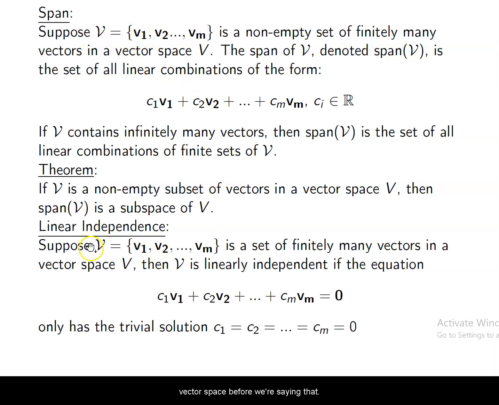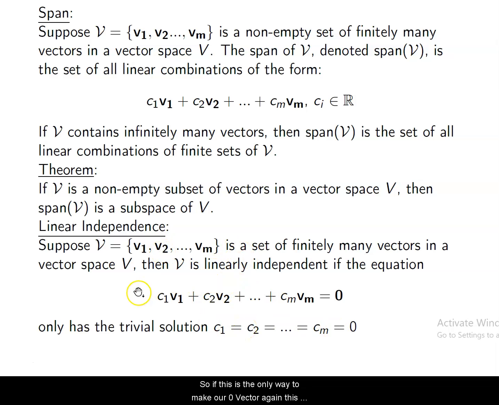Before, we were saying that these things were in Rn. Now we know that a vector space is not just Rn, the n Euclidean space. It can be several different types of spaces. So these are several different types of objects now at this point.